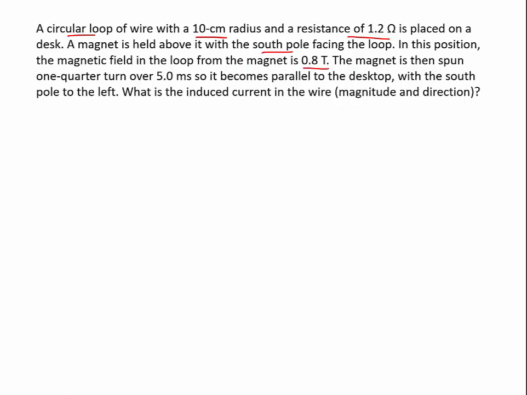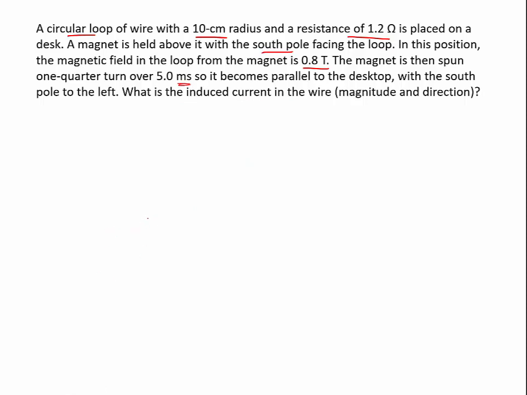Then the magnet is spun 1/4 turn over 5 milliseconds. That ms here is milliseconds. So it becomes parallel to the desktop with the south pole to the left. And it's asking for the induced current in the wire. And it wants the magnitude in amperes as well as the direction.